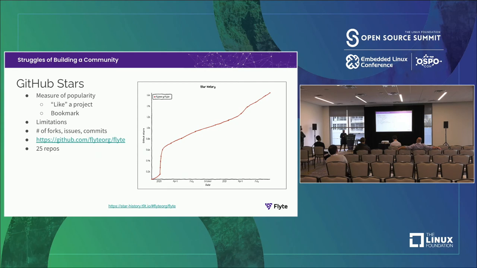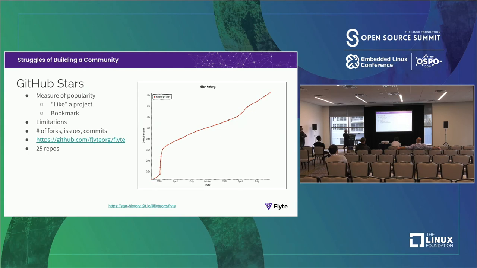GitHub stars is another metric that we measure. It's a little bit tricky because it's not a measure of how many people are actually on your repo, it's more how much they like the project or how much they think the project is interesting. Some people will actually star a repo because they want to bookmark it for later reference. So there's no way to know why people are giving stars. There's no way to measure that.